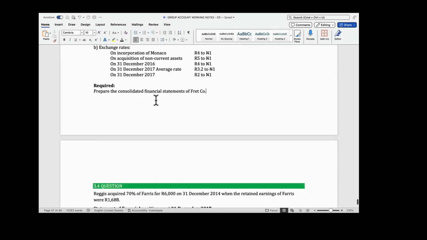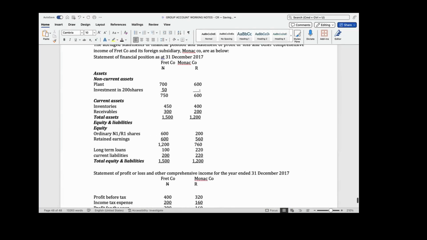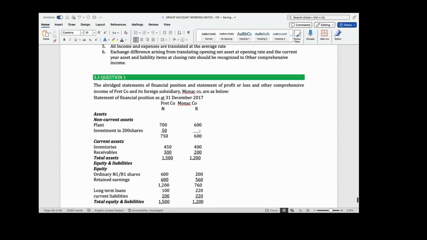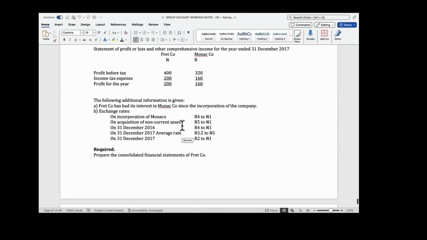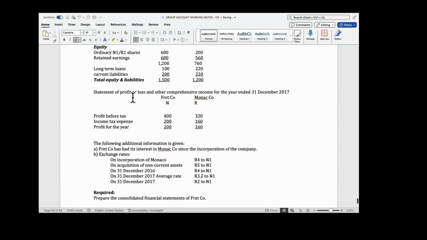Okay, so let's quickly do that. Now, to do that, we have already established that this is a foreign subsidiary, and for that reason, before we can consolidate, this one said the question is long. No, it's actually short. This one is very short. When we start your intensive, you'll see long questions.